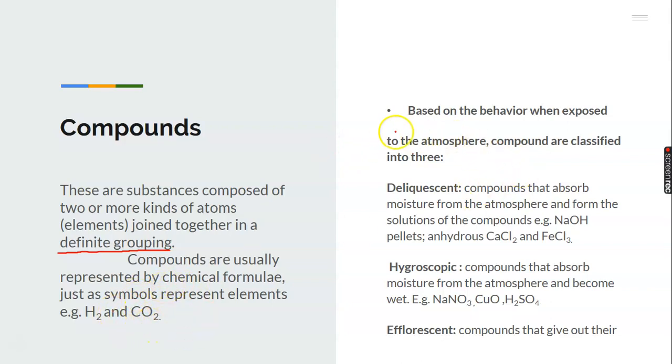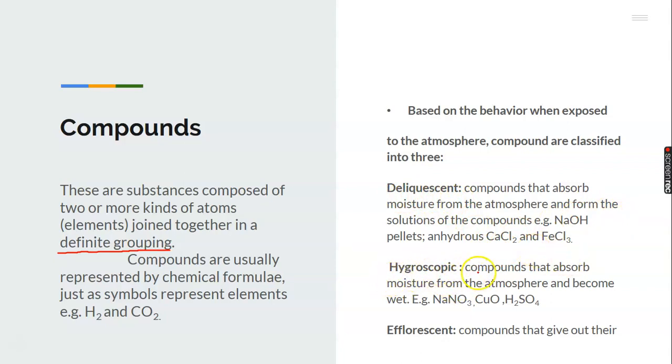So how can you categorize compounds? They are categorized based on their behavior when they are exposed to the atmosphere. The first one under that category is the deliquescent. Compounds that absorb moisture from the atmosphere to form a solution of that compound are referred to as deliquescent compounds. These are their examples.